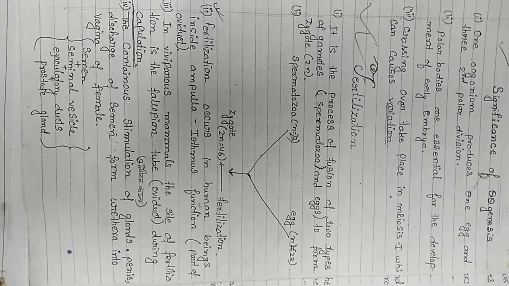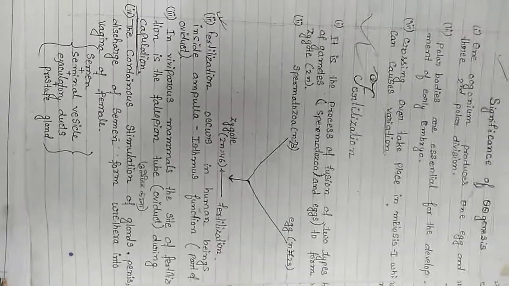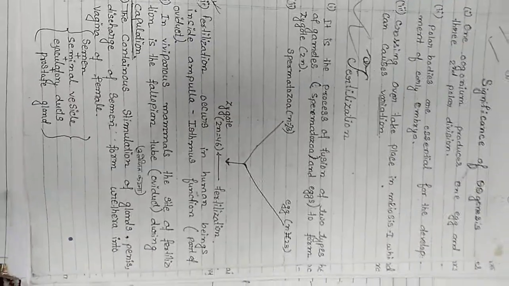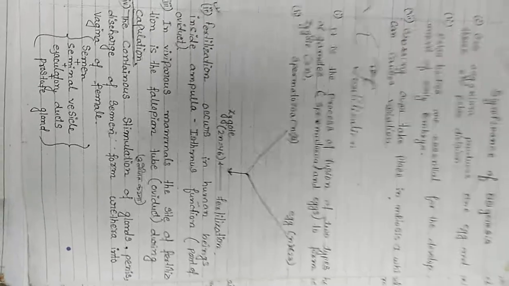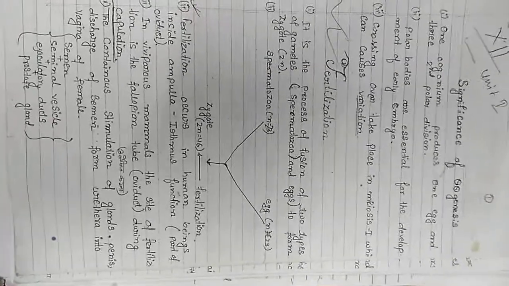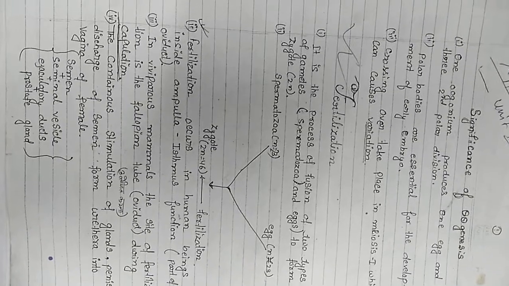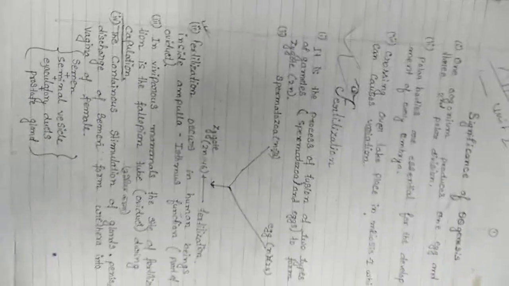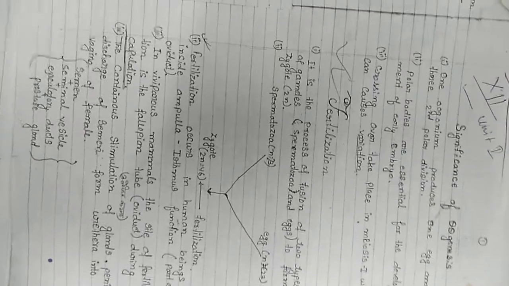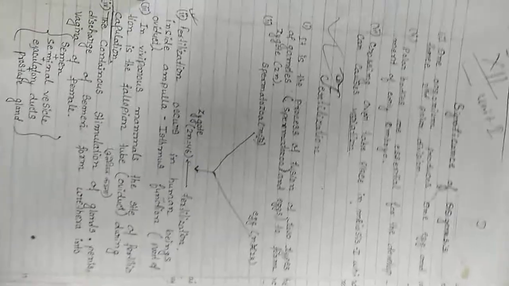During copulation, the continuous stimulation of the glans penis causes discharge of the semen from the urethra into the vagina of the female. Here is a group of the semen. Semen includes secretions of the seminal vesicle, ejaculatory duct, prostate gland, and the spermatozoa.